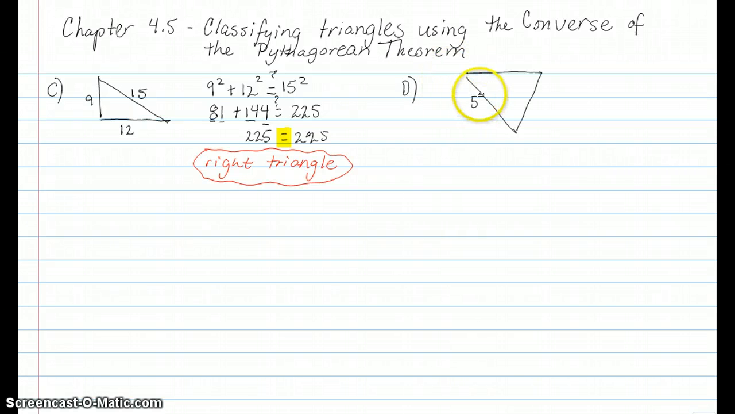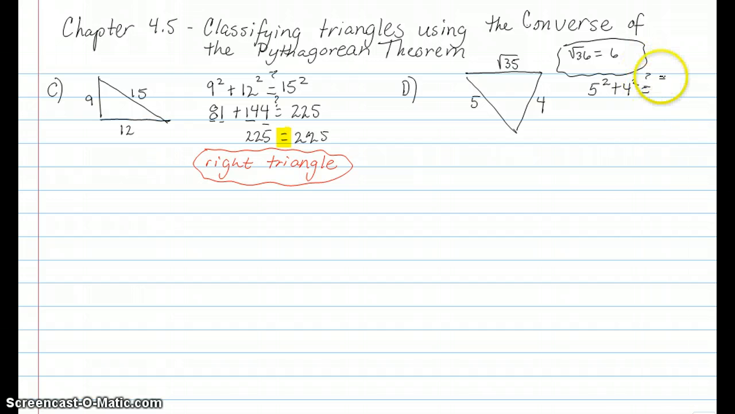Okay, one of the sides is 5, the other is 4, and then this one is the square root of 35. Well, you need to think about that for just a moment, because a lot of you don't know what the square root of 35 is, but the square root of 35 is really close to the square root of 36. And the square root of 36 equals 6. So this is definitely the longest side, the square root of 35. So you're going to have 5 squared plus 4 squared is what? Equal sign with a question mark, square root of 35 squared. You're not always going to have a side that equals an integer value like 5 and 4.